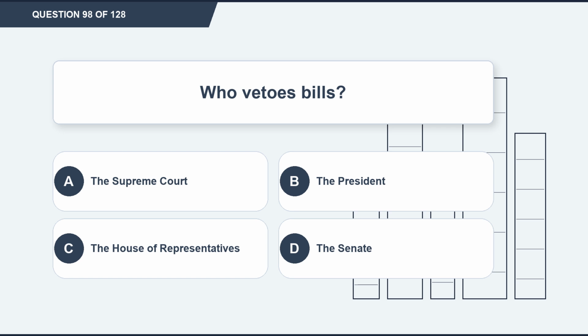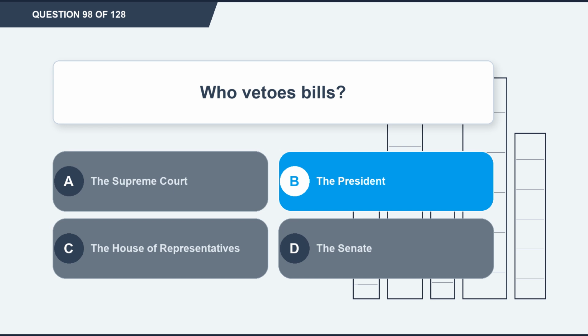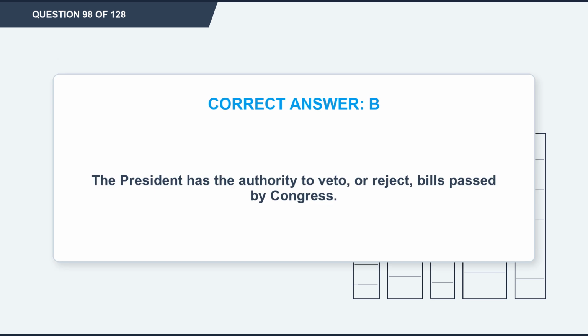Question 98. Who vetoes bills? Option A, the Supreme Court. Option B, the President. Option C, the House of Representatives. Option D, the Senate. The correct answer is option B, the President. Explanation. The President has the authority to veto, or reject, bills passed by Congress.